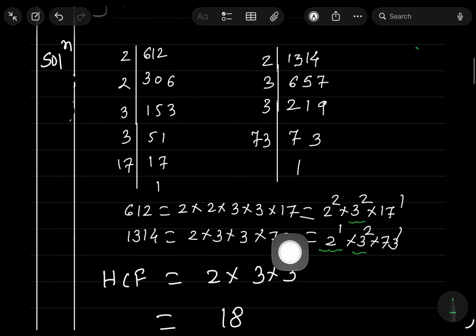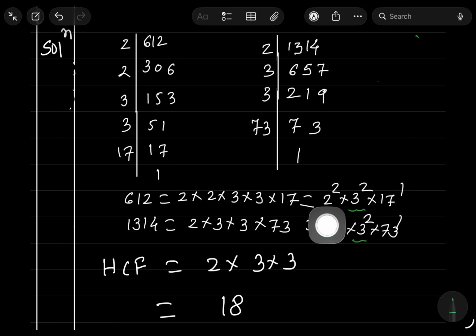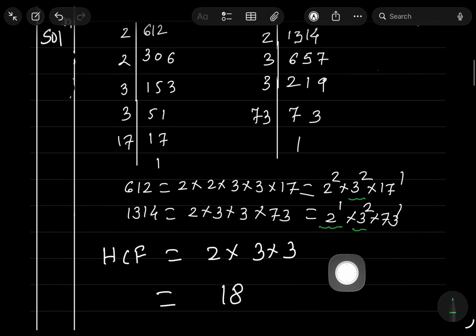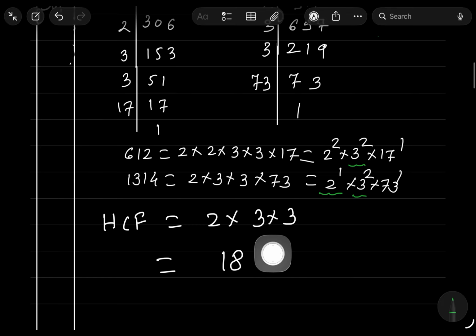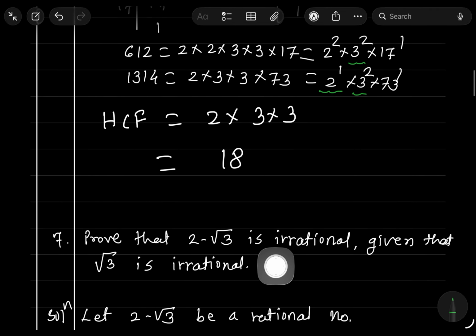So we are writing these numbers in exponent form. Here see 2 raised to 2 into 3 raised to 2 into 17, and 2 raised to 1 into 3 raised to 2 into 73. Now see, HCF means what? You have to take the lowest exponent. Here 2 square is there and 2 raised to 1, so 2 raised to 1 means 2 will come. 3 raised to the same only, 3 square or 3 square means 3 square you have to write. So here 2 into 3 is 6, 6 into 3 is 18, HCF is 18.